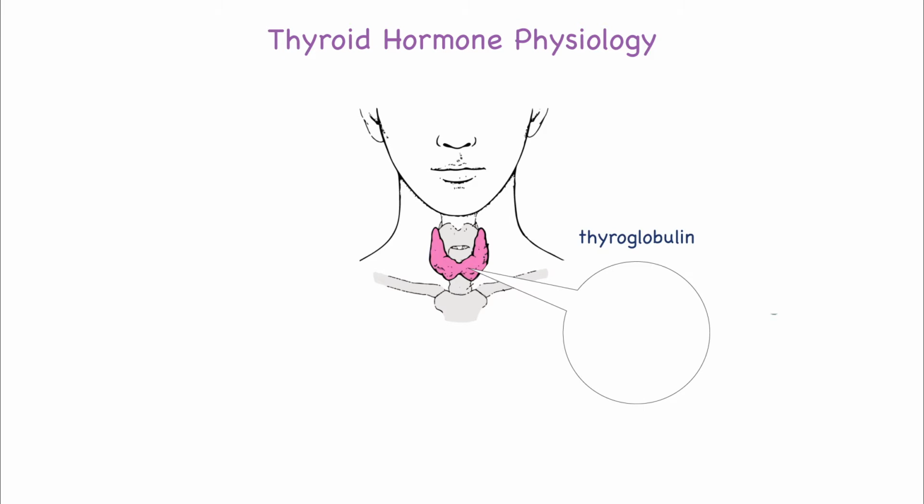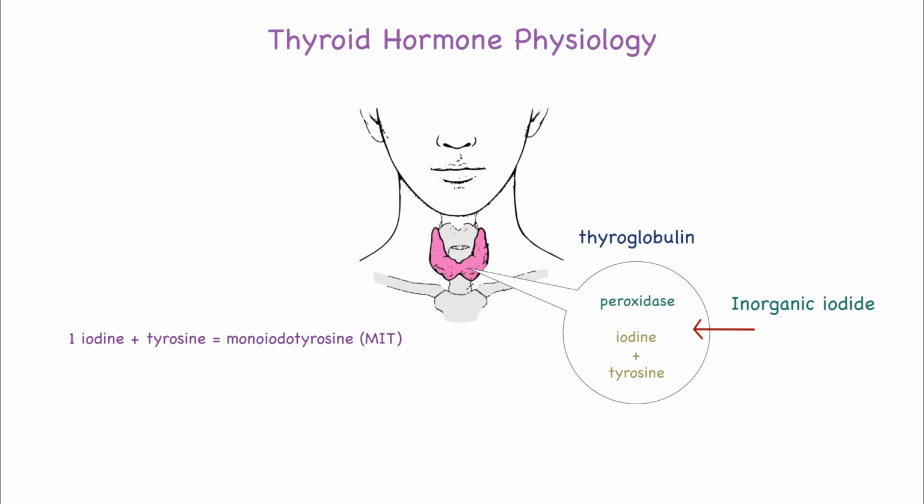But it needs iodine, so inorganic iodide will enter the thyroid follicular cell and gets oxidized by thyroid peroxidase. Then it will bind to tyrosine residues of thyroglobulin. 1 iodine plus 1 tyrosine will form monoiodotyrosine. 2 iodide plus 1 tyrosine will form diiodotyrosine. Now 2 DIT will form T4 and 1 MIT with 1 DIT will join to form T3.